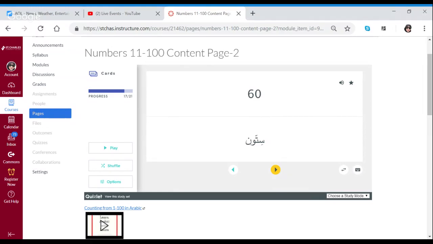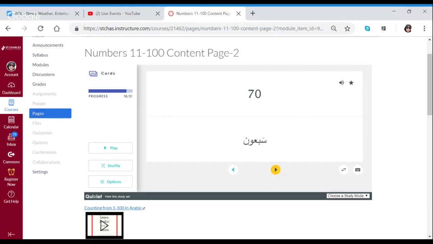62. اثنان وستون. 63. ثلاثة وستون. 64. أربعة وستون. 65. خمسة وستون. 66. ستة وستون. 67. سبعة وستون. 68. ثمانية وستون. 69. تسعة وستون. Good. And then we get to Sabaoon. Sabaoon is 70. سبعون.